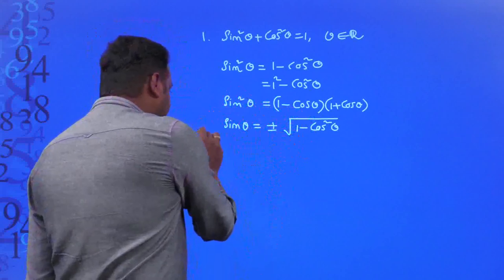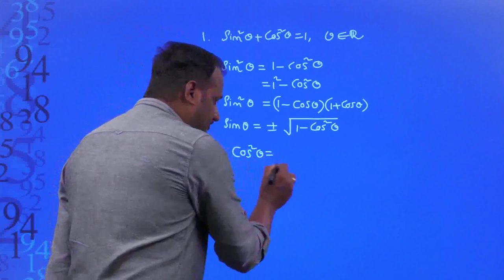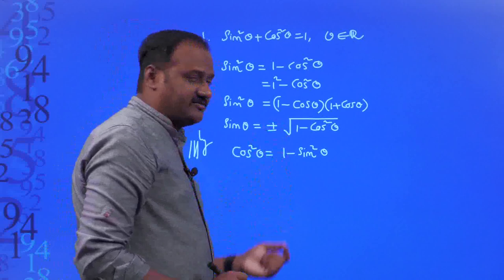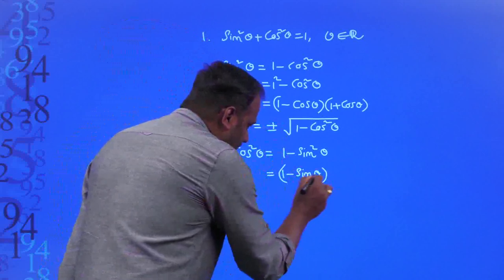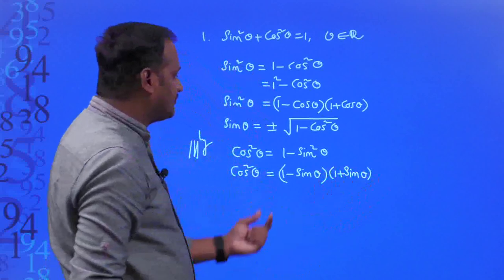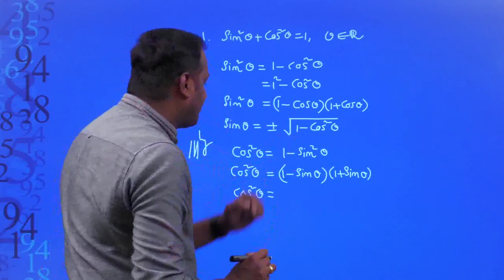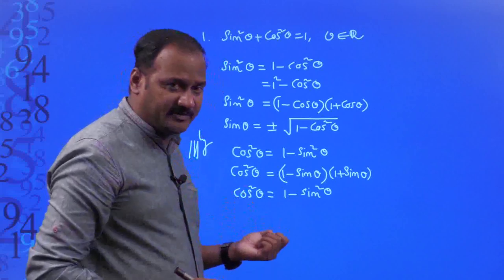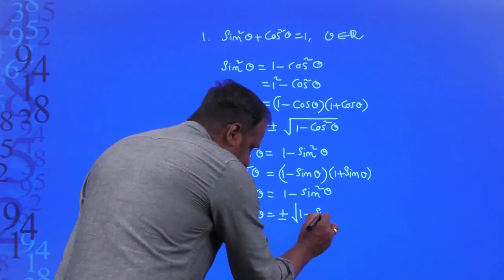Similarly, from sin square theta plus cos square theta is equal to 1, I can write cos square theta is equal to 1 minus sin square theta. Like how we wrote 1 as 1 square, here also we can write 1 as 1 square minus sin square theta, then it can be written as 1 minus sin theta into 1 plus sin theta. So cos square theta is equal to 1 minus sin theta multiplied by 1 plus sin theta, which is 1 minus sin square theta. From this, if you want to find the value of cos theta, you will have to remove the square, and then you should put plus or minus square root of 1 minus sin square theta.